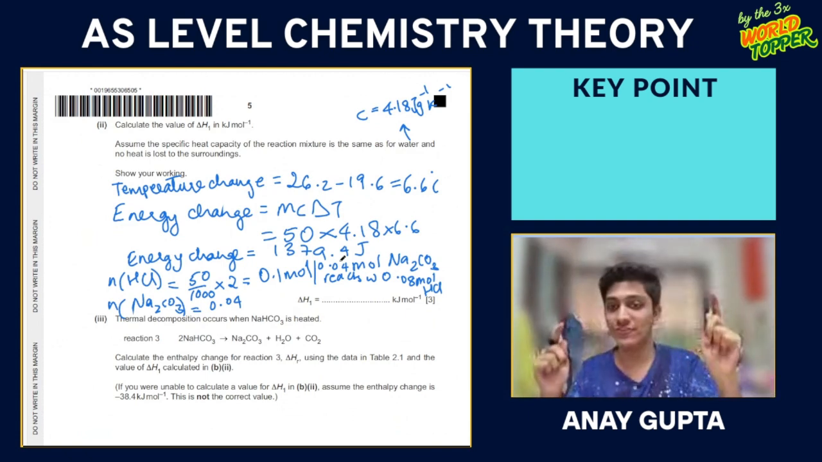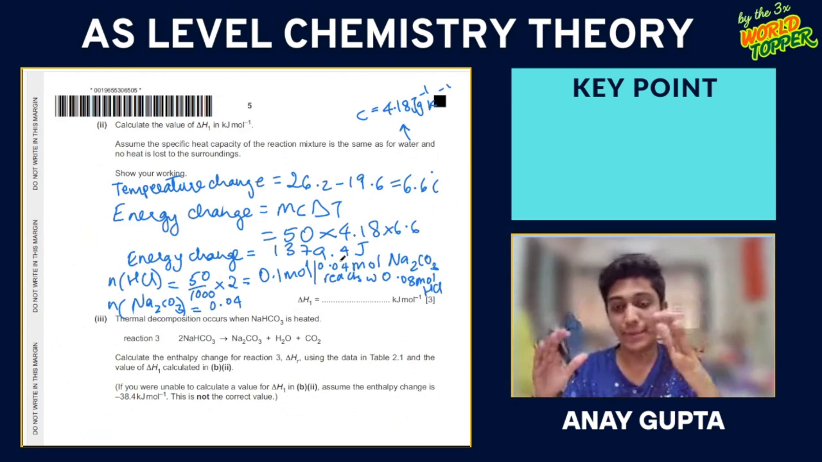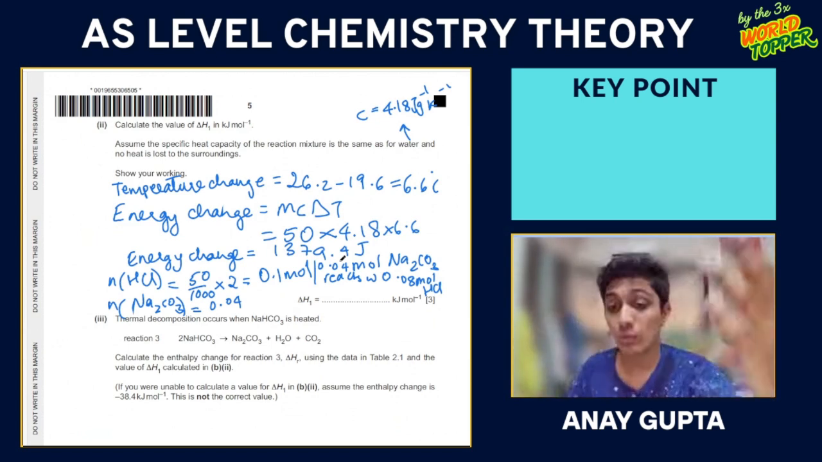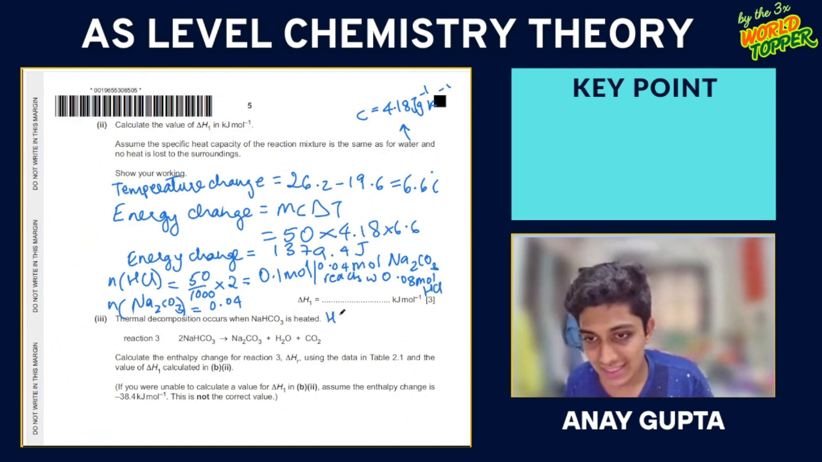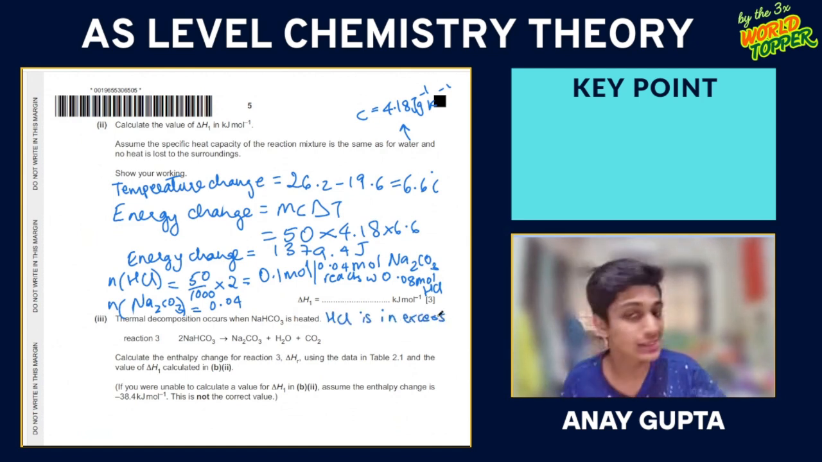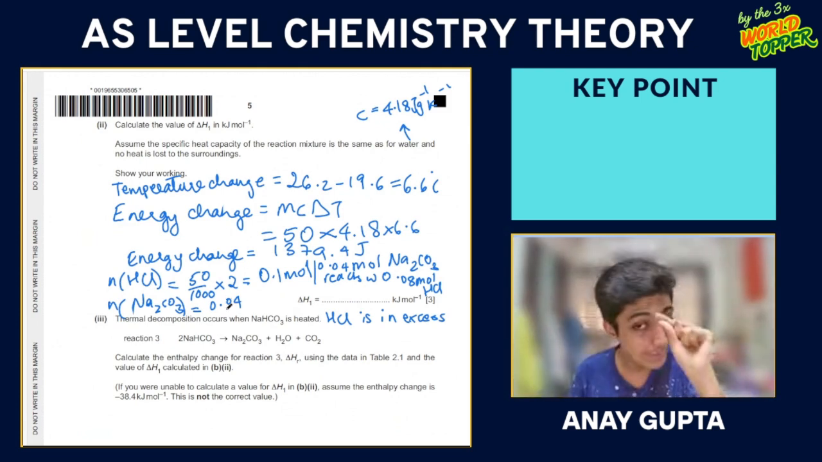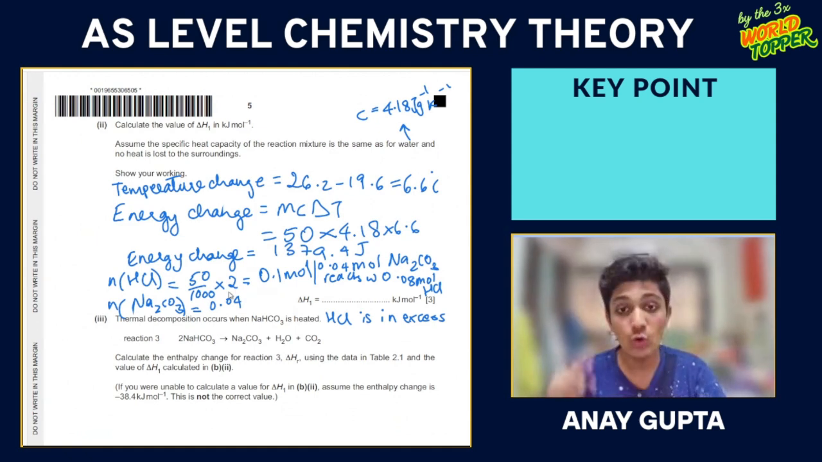We only need 0.08 moles of HCl, but we have 0.1 mole of HCl. Now, guys, don't be confused, okay? It is very simple. We need 0.08 moles, but we have 0.1 moles. So we have more than what we need. So that means HCl is in excess. Now, whatever is in excess, we don't take that quantity. We take the limiting reagent, which is the Na2CO3.